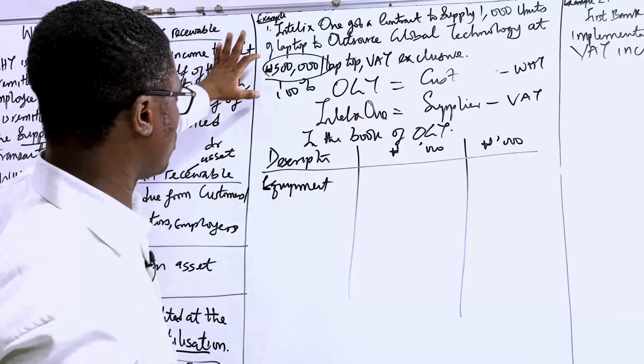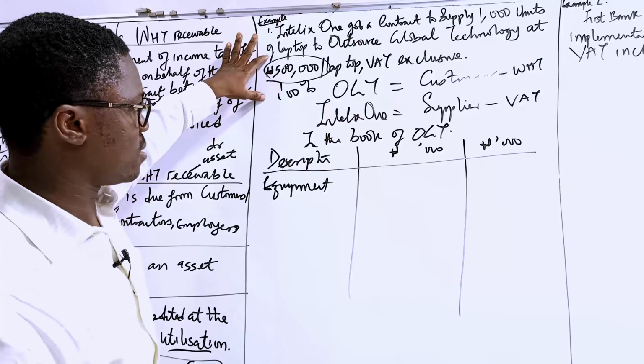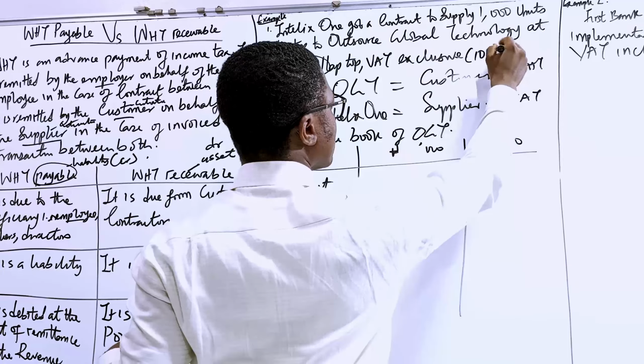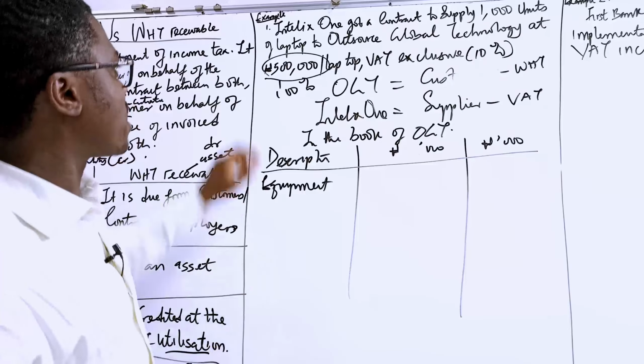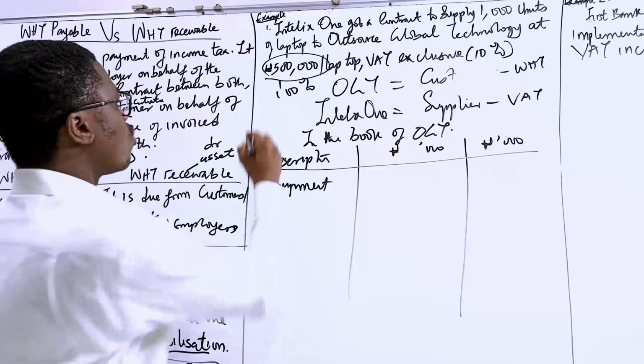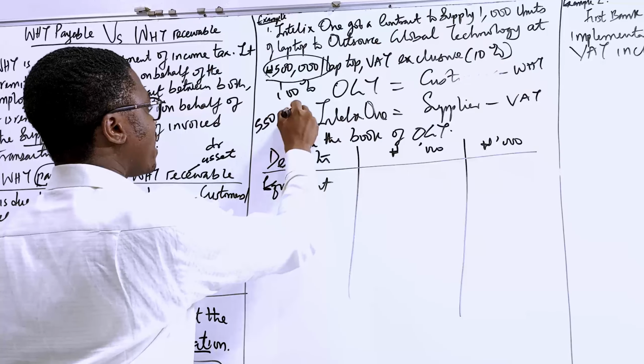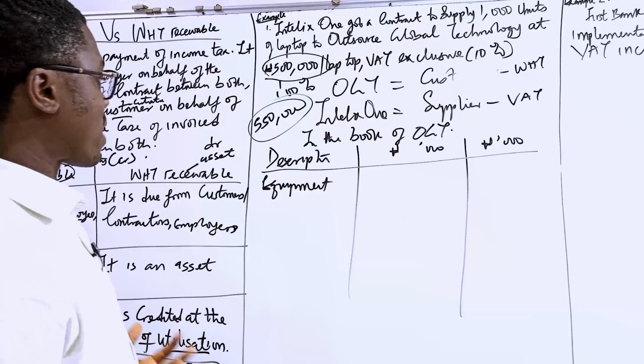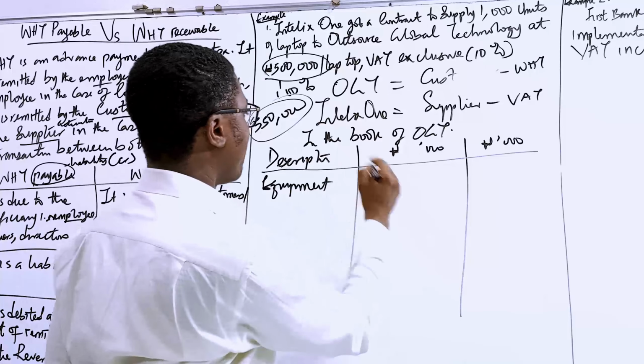Just as I said also, this is 100%. So let's assume that the VAT is 10%. That simply means that the cost of this laptop will be 550,000 naira each. 550,000 naira times 1,000 units of laptops. We can then say that we have 550.